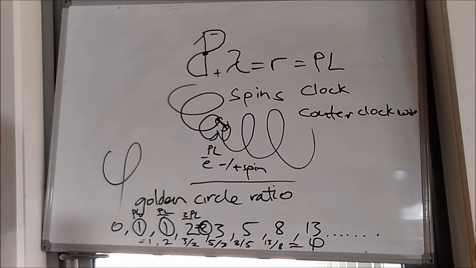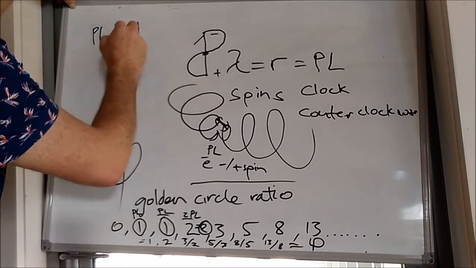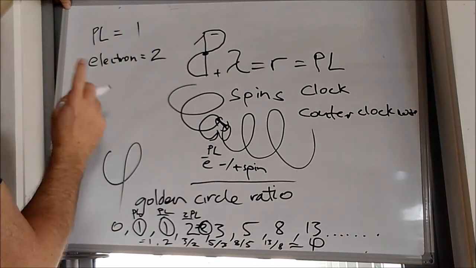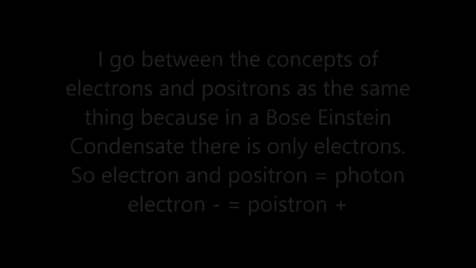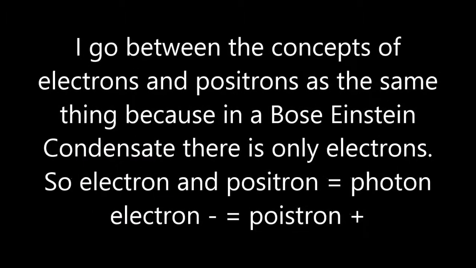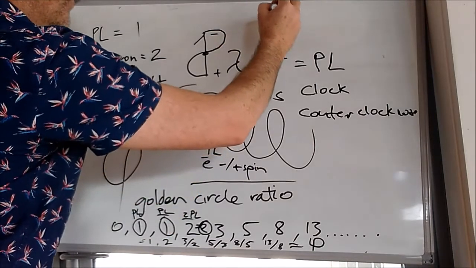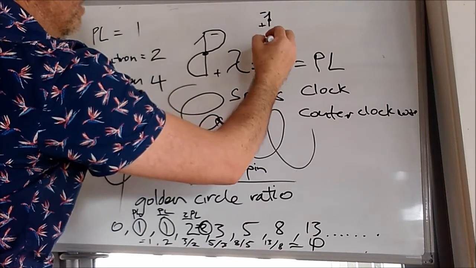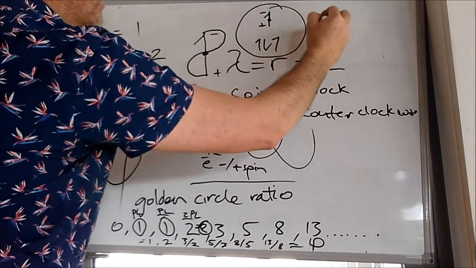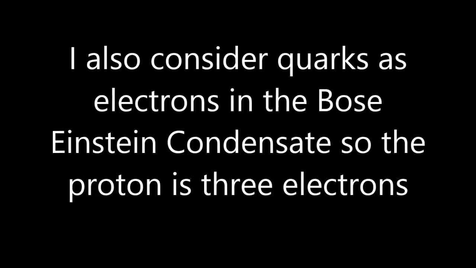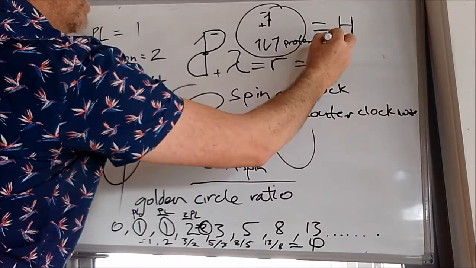Okay, so let's get back to hydrogen. Hydrogen has, well, if we talk about Planck length equals 1, and an electron equals 2. Okay, hydrogen has 4 electrons. Okay, so that is hydrogen. The proton equaling 3, the electron equaling 1. So 4.